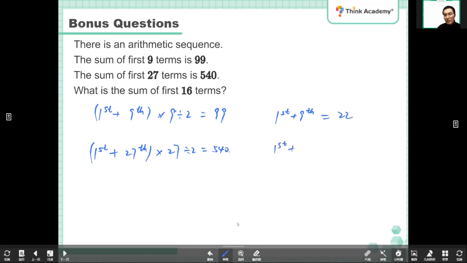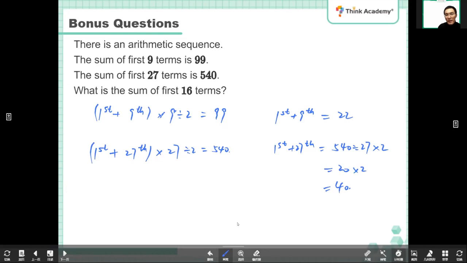And then first term plus 27th term is 540 divided by 27, and that gives us 20. 20 times 2 is 40. Okay, I'll write both steps over here. 540 divided by 27 times 2, which is 20 times 2. So the answer is 40.